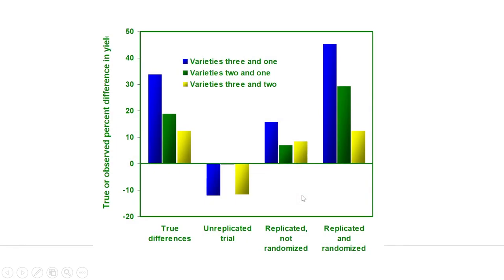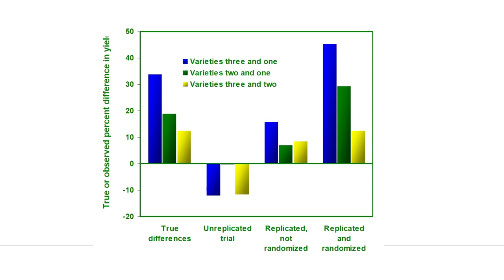And when we look at the comparison of the varietal yields, we can see how much of a difference this makes. Going from left to right on the screen, first on the y-axis, we have the true or observed percent difference in yield. The true, underlying difference in yield you can see on the left side, where the biggest difference would be between varieties 3 and 1, and the smallest difference would be between varieties 3 and 2.